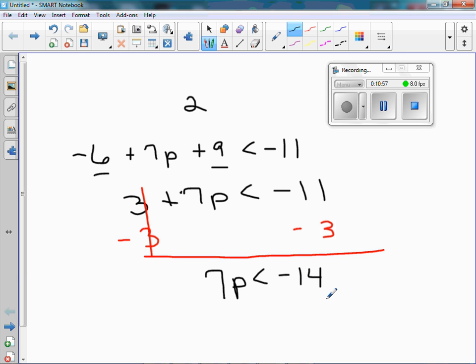Now, let's think for a minute. Do we reverse the sign here? Is there a negative in front of the variable or in front of the coefficient here? Neither one. There's not a negative here. There's a negative here in the answer, but not on this side where the variable is. So you do not reverse the sign. You simply divide both sides by your 7. That leaves p is less than negative 2.